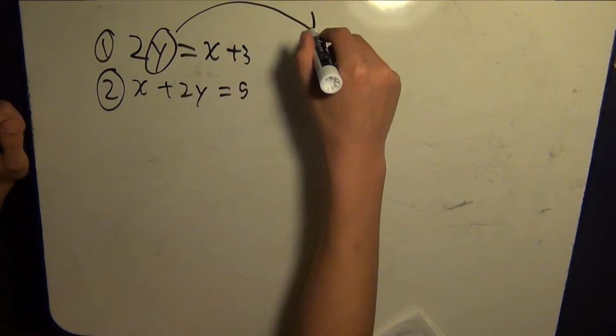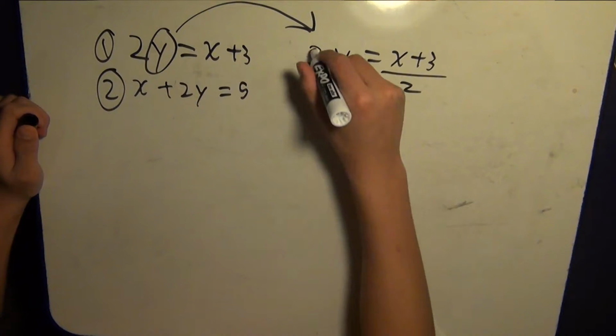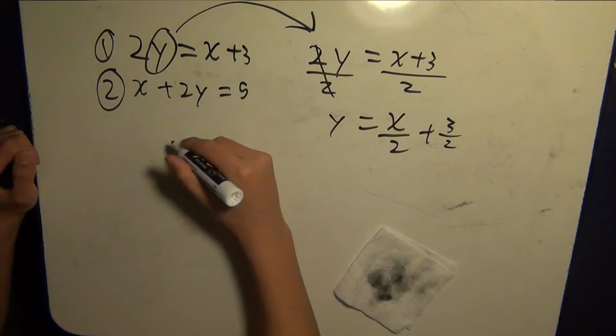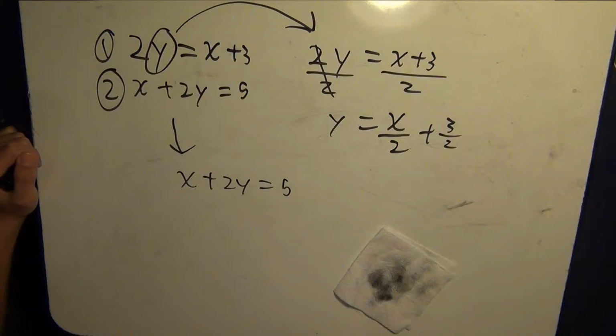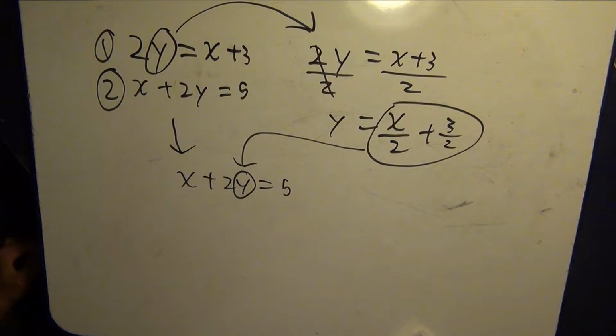If we choose to isolate the y variable of equation 1, first we divide both sides by 2 to move it over, and now that y is by itself, we can move on to step 2, substitution. Since in equation 1, y is equal to x divided by 2 plus 3 divided by 2, then that means we can replace y in equation 2 with the equivalent value, which allows us to solve for x.